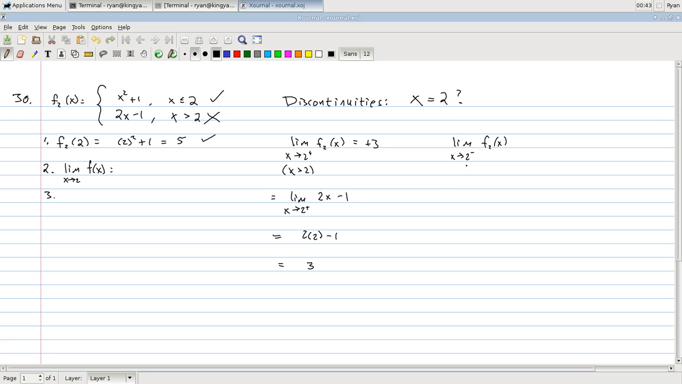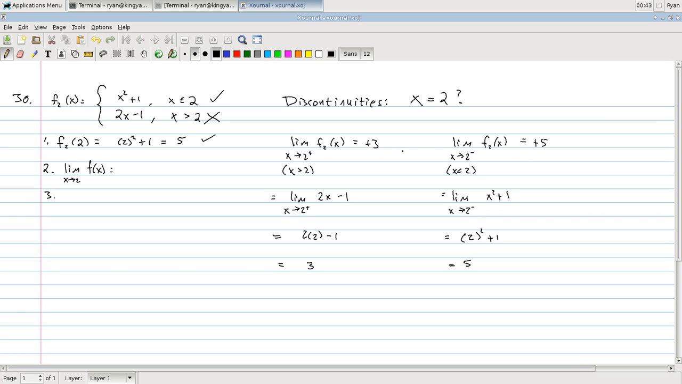Let's look at the limit as x goes to 2 from the left. This means x is less than 2. And since x is less than 2, that says to use the first piece of the piecewise definition. So we can write this as the limit as x goes to 2 from the left of x squared plus 1. And since this piece is continuous, we can evaluate this limit by direct substitution. And we get 2 squared plus 1, which is 5. So the limit as x goes to 2 from the left is positive 5.